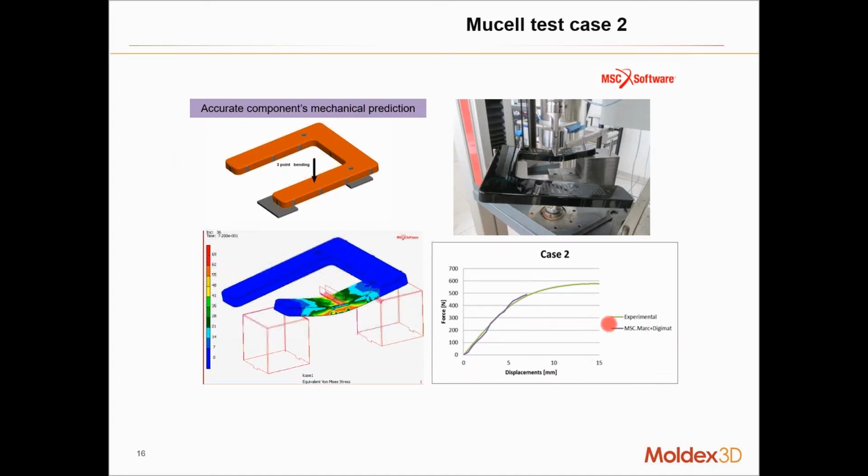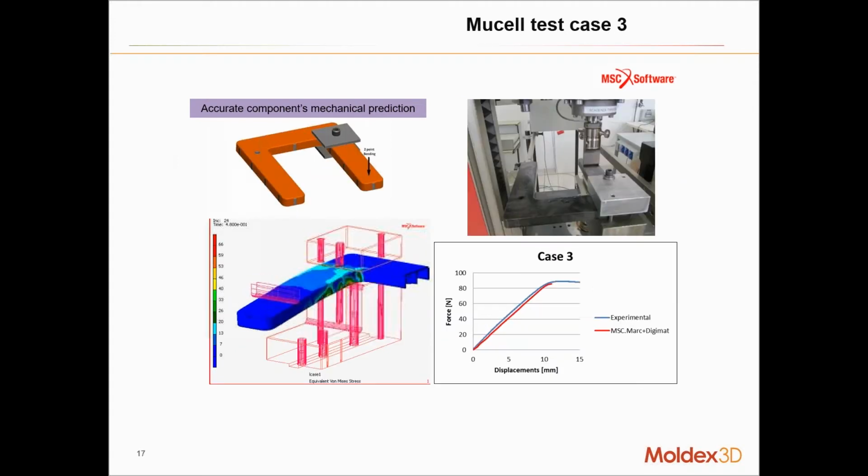The green curve shows the displacement of this part experimentally, while the blue curve shows prediction from Mark, which includes your flow simulation results. And as you can see in the linear regime, there is a very good correlation between the two.